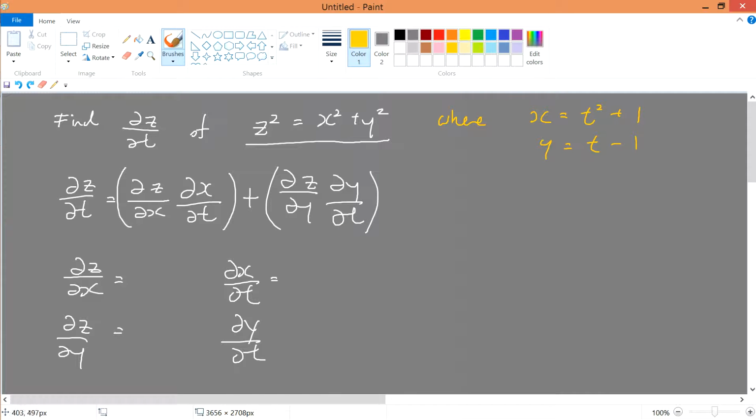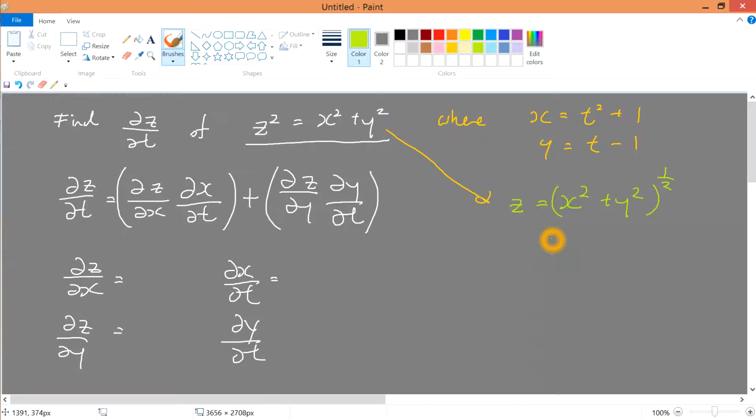Therefore, partial z partial x is just simply differentiating z in terms of x. So let's rewrite this over here such that it is easier for us to differentiate. Maybe I should change to green color so that this is better. Instead of writing square root, I bring the square over to the other side and put it in terms of half, so it will be easier.